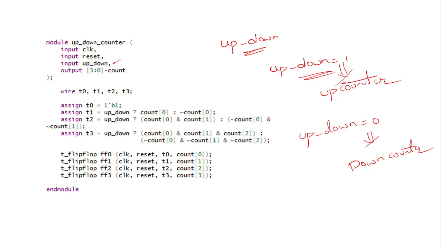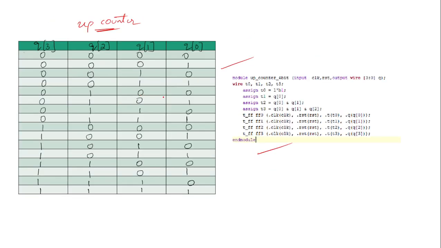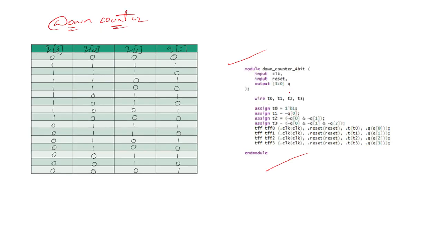The next one is the output, count. You have to know the count value. Here, for the internal connections, I use 4 wires, and we have to connect these 4 wires internally. So assign T0 is equal to 1. Everywhere you all know about that: in an up counter we have to connect T0 equal to 1.